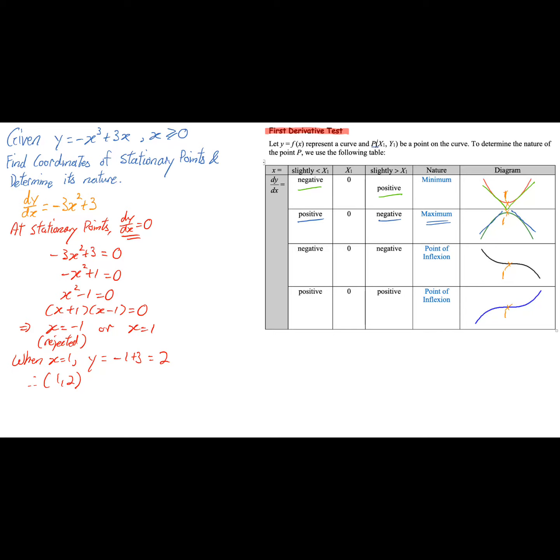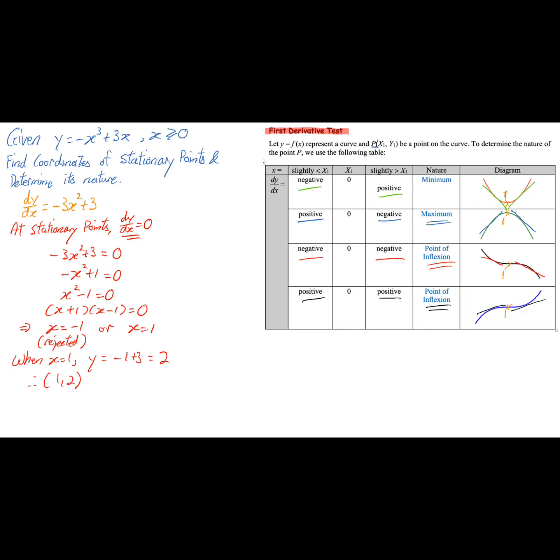Same concept. If we have a point of inflection, the gradient actually doesn't change. It remains from negative to negative, which is a point of inflection. Or a point slightly to the left remains a positive gradient, positive to positive, which is also a point of inflection. So now let us see how we use this method to solve this question.